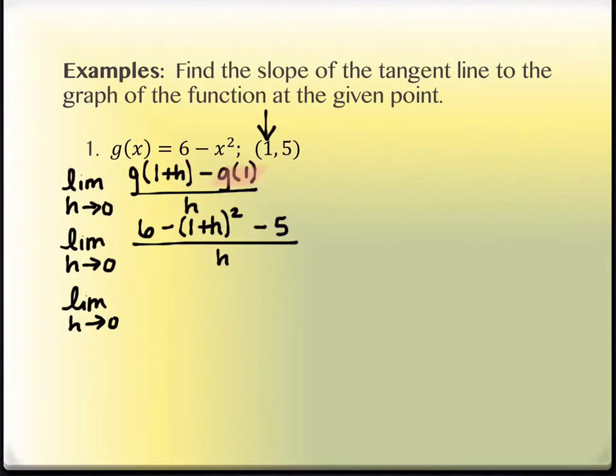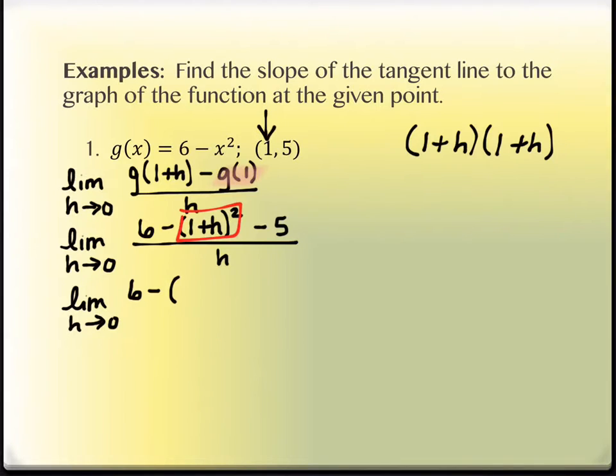Now, 1 plus h squared is not 1 squared plus h squared. Don't get yourself all twisted up into thinking there's a distribution going on. You can't do that. What 1 plus h squared means is 1 plus h times 1 plus h. So we're going to have to FOIL, right? First, outer, inner, last, distribute. I'm going to leave it in parentheses for now. We'll distribute the negative through in a minute.